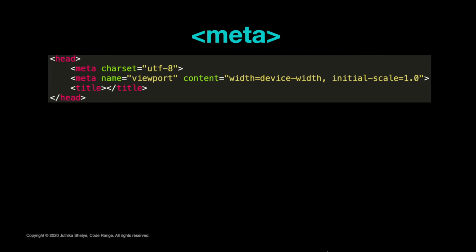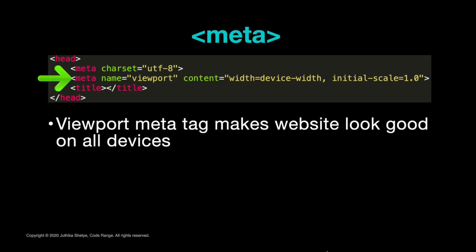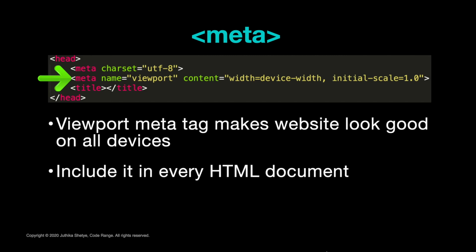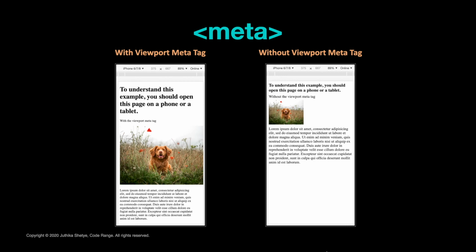Another meta element which has to be included in all your HTML documents is this one, with values like viewport, width and initial scale. It is very important to include this meta element as it makes your website look good on all devices, no matter the size of your device. So just include this line of code in every document. Here is an example of a web page with the viewport meta tag, and the same web page without the viewport meta tag seen on a mobile device.